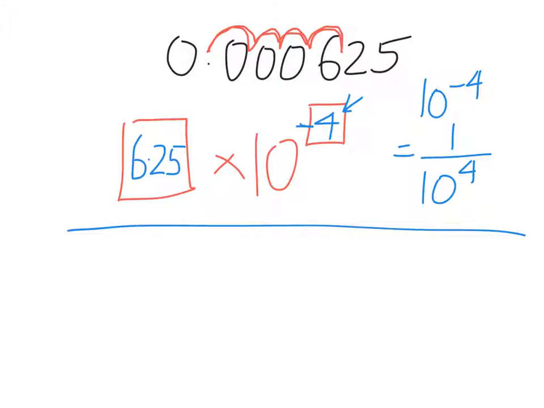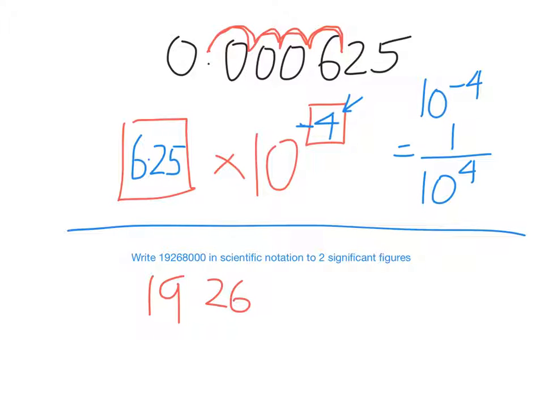So I'm going to do one more example, this time with significant figures. Okay, so for this final example, I'm going to write this big number in scientific notation, but to two significant figures. So this number is 19,268,000. So I'll write out my number, 19,268,000 with a decimal point. So I want to write it as something times 10 to the power of something.